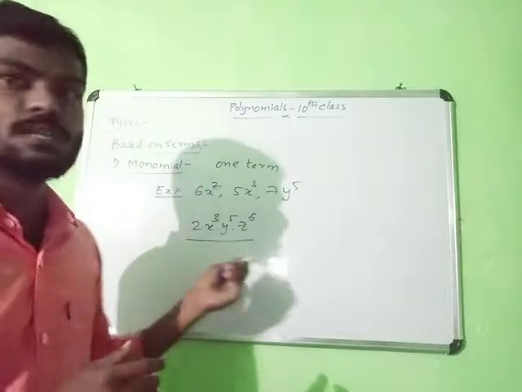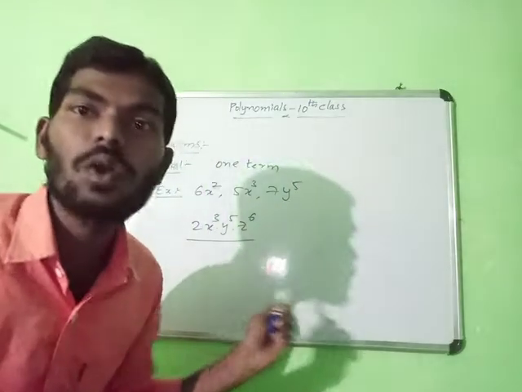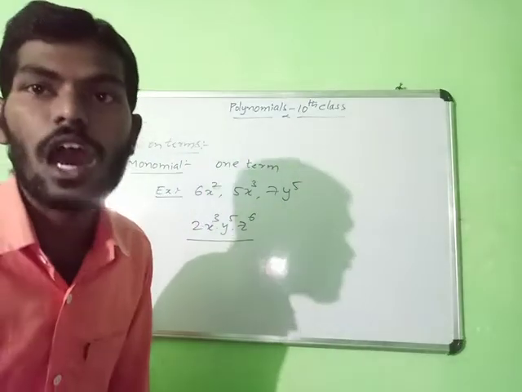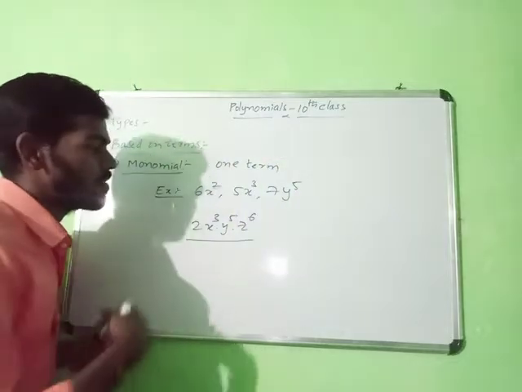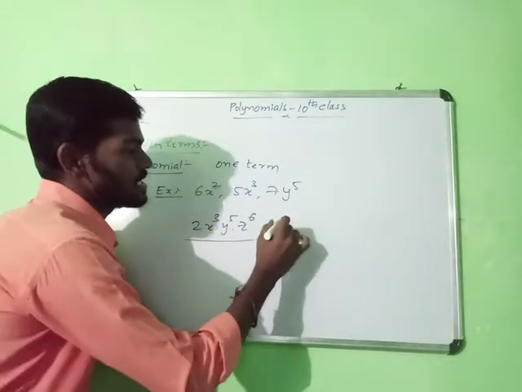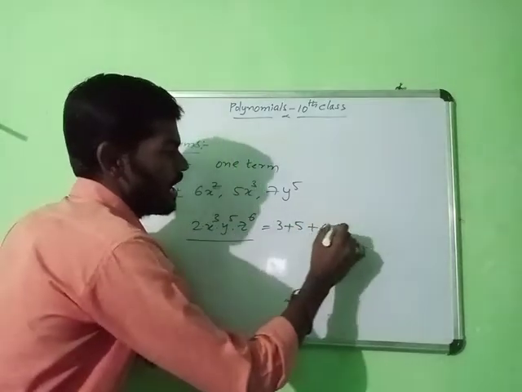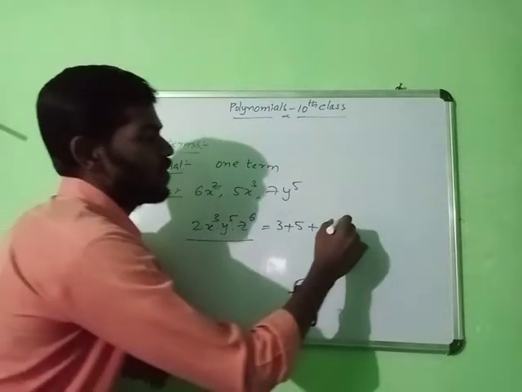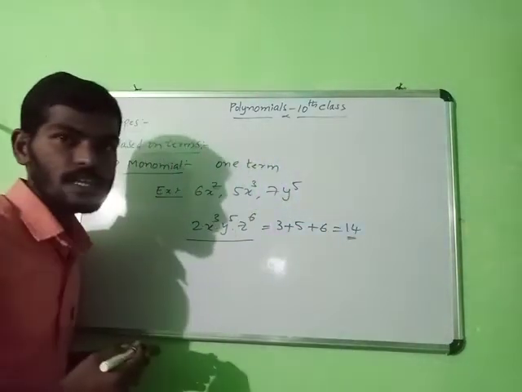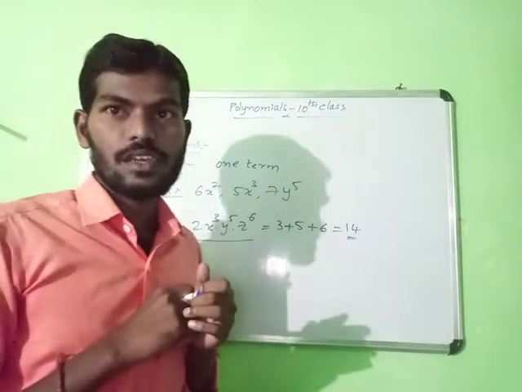Now how do we find this degree? Add all the powers of the variables. How much is the degree here? 3 plus 5 plus 6. Add all: 14 is the degree. Okay.